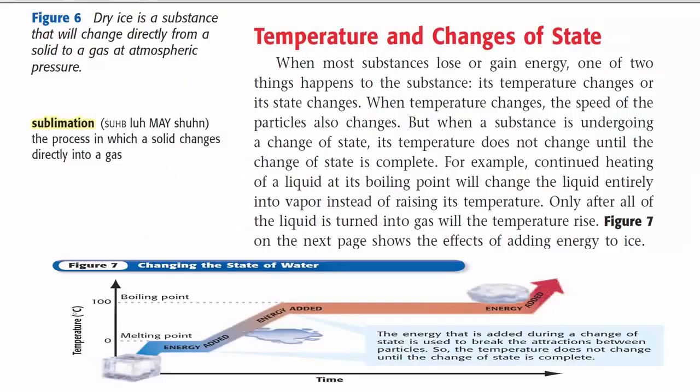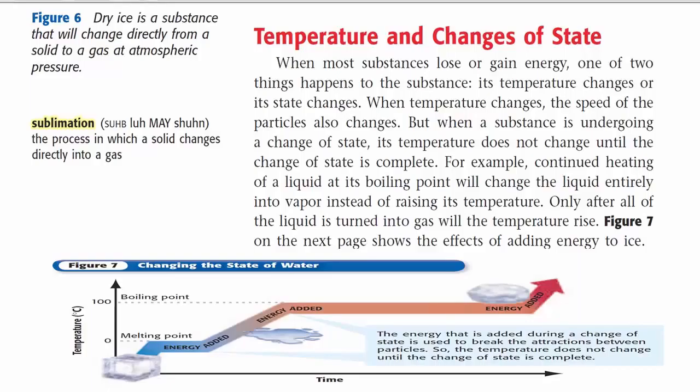Temperature and changes of state. When most substances lose or gain energy, one of two things happens to the substance. Its temperature changes or its state changes. When temperature changes, the speed of the particles also changes.